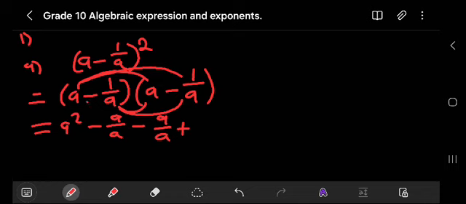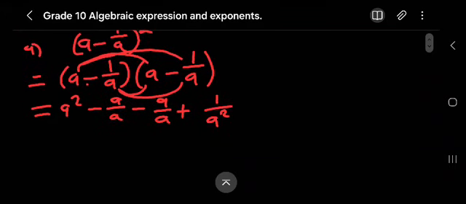Then you multiply these two. If you multiply, you'll multiply 1 over A multiplied by 1 over A. These guys will be what? Will be A squared, right? Will be 1 over A squared. All right.